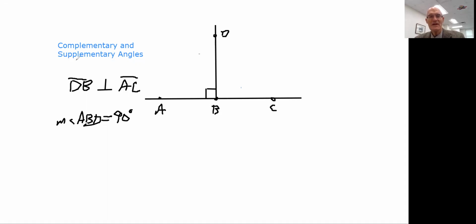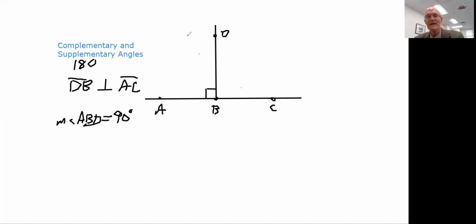So supplementary here means you add to 180. Okay, you don't have to be adjacent. These two angles are adjacent because they have a common side, but you don't have to be adjacent to be supplementary. All you have to do is add to 180.